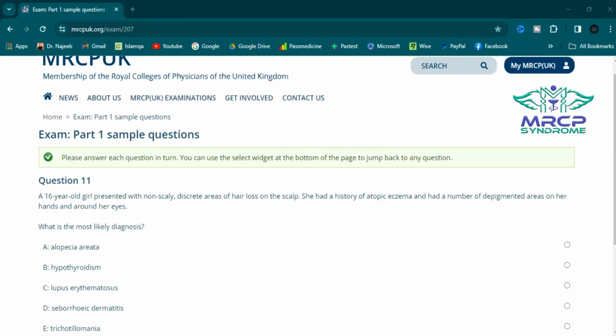So finally, a patient presenting with non-scarring or non-scaly alopecia associated with a history of autoimmune disorders like atopic eczema and vitiligo, the most likely diagnosis is alopecia areata. As a shortcut rule for your exam, a history of atopic eczema with or without vitiligo is most commonly associated with alopecia areata. A for atopic eczema, A for alopecia areata.